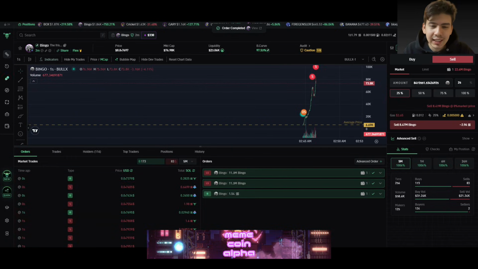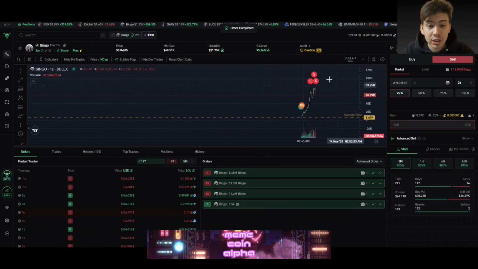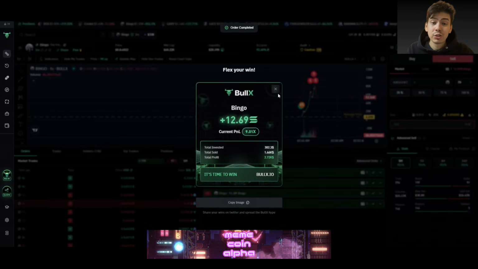And there you go guys, the second sell order has just been successfully executed, and since I'm pretty happy with my profit, I can just close my positions entirely and go home with almost 13 Solana in profit.